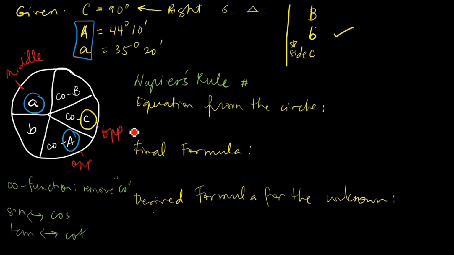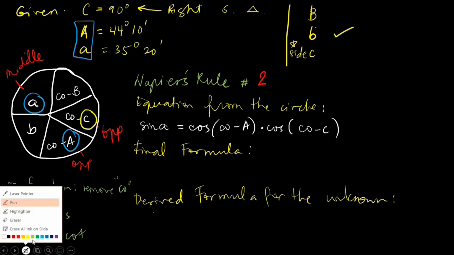If we do have opposite parts, it means we can use Napier's rule number 2. In Napier's rule number 2, the sine of the middle part, side A, equals the product of the cosines of the two opposite parts. So cosine of the complement of A, and then cosine of the complement of side C. That's it. Next, let us have the final formula.